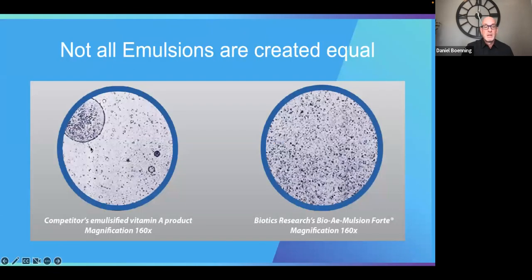Here's the difference. Competitor, vitamin A: large particle, medium particle, small particle, highly inconsistent. Biotics Research, vitamin A: highly consistent particle size for really, really good uptake.